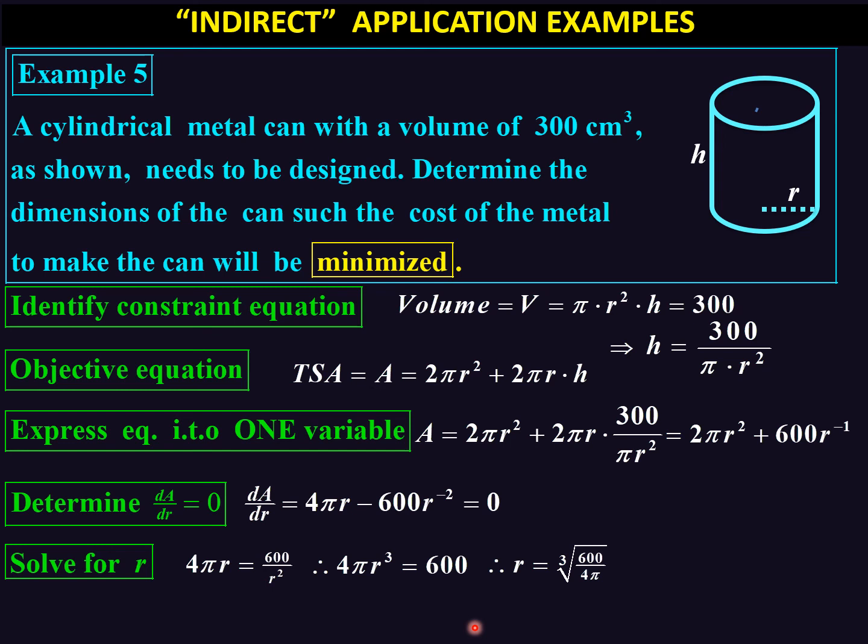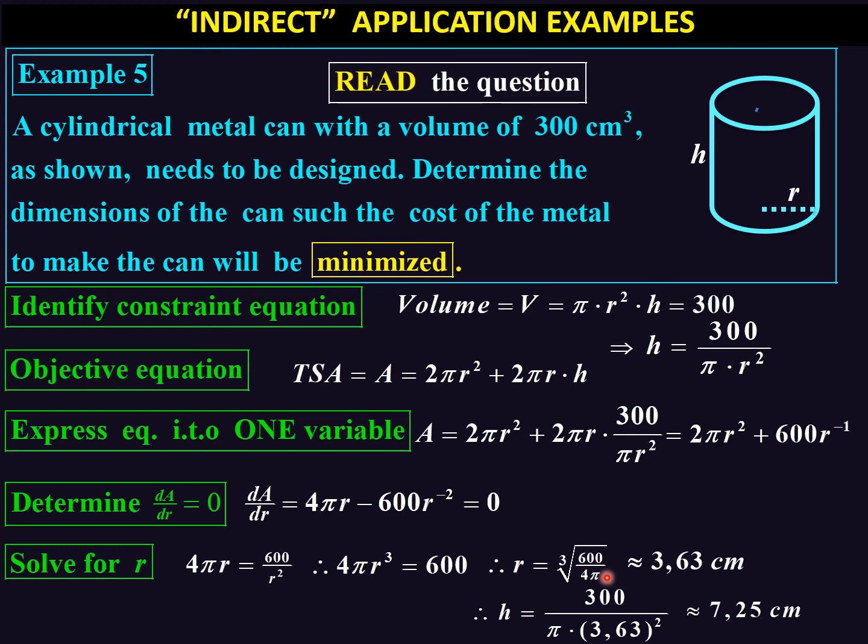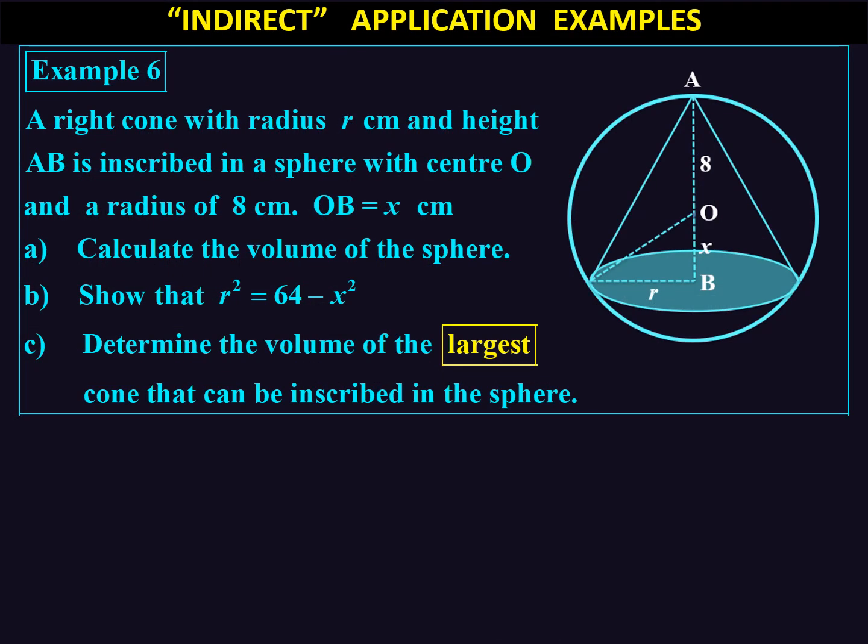So that's the radius. But the question says, that's right, determine the dimensions. So we got the r, we still have to find the h value. That we find by substituting. And using your calculator, we obtain 7.25. And remember, if you didn't read, you would not have given us the value.